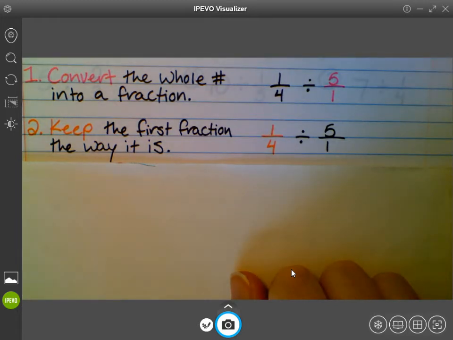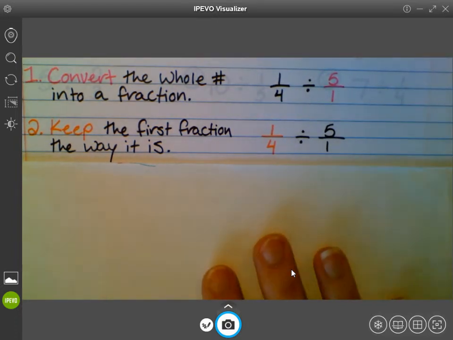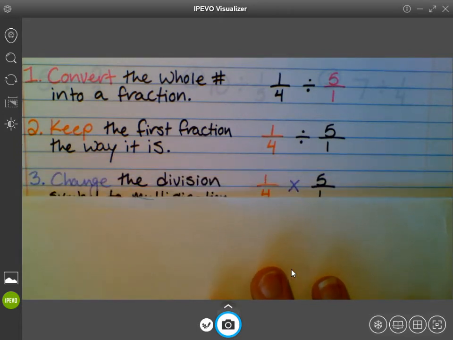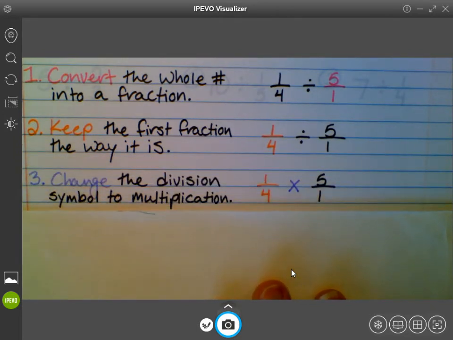Raise your hand if you can guess what our third step's going to be. What do you think our third step's going to be, Elena? Exactly. Our third step, change the division symbol to multiplication.